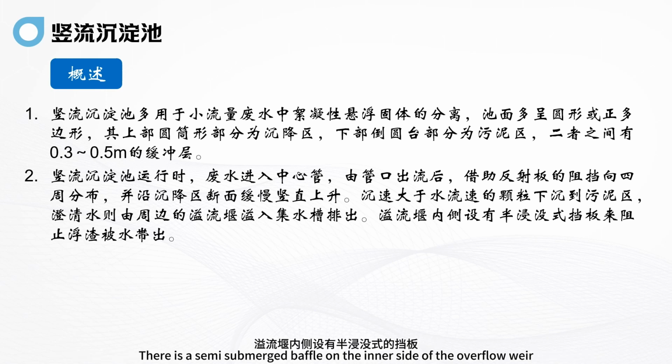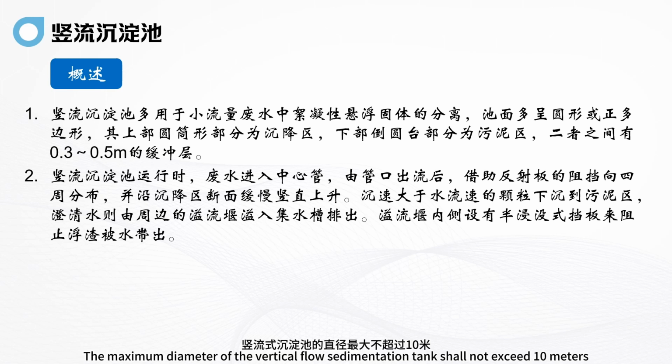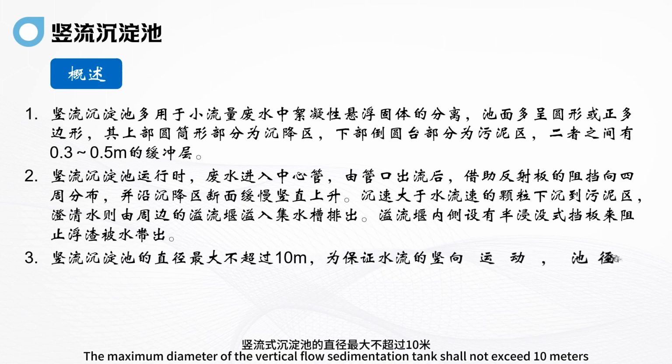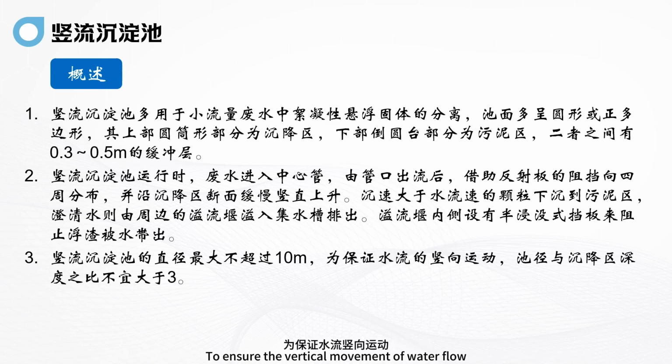There is a semi-submerged baffle on the inner side of the overflow weir, to prevent scum from being carried out by water. The maximum diameter of the vertical flow sedimentation tank shall not exceed 10 meters. To ensure the vertical movement of water flow, the ratio of pool diameter to settlement zone depth should be not more than 3.